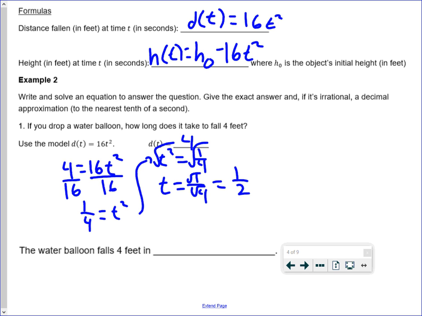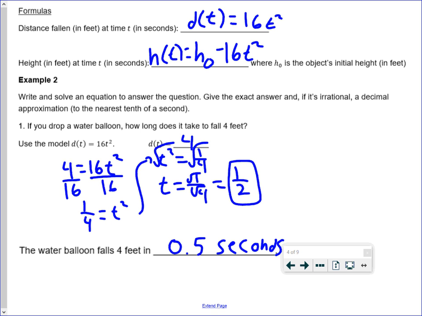And in this case, we don't actually put plus or minus because we're talking in terms of time. You can't have a negative time. You can't time travel. You can't go backwards. So we just stick with the positive version of it. So the water balloon falls 4 feet in 0.5 seconds or 1/2 second, however you want to see it, however you want to say it.